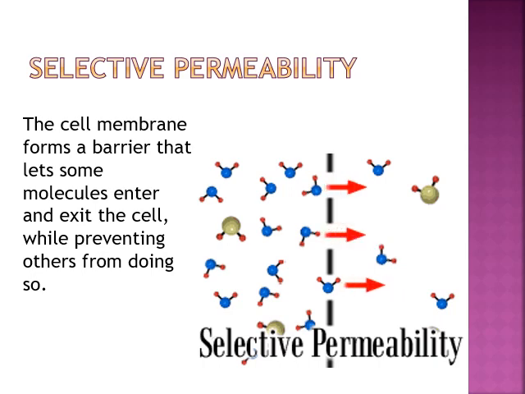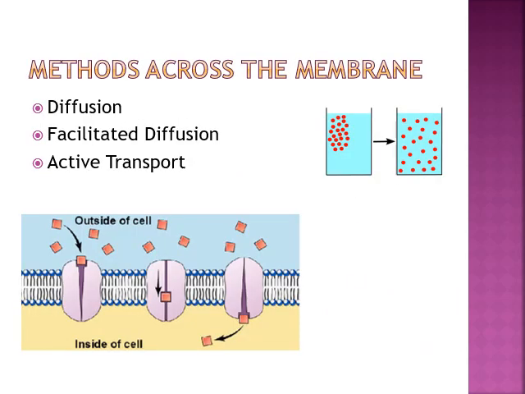So you want to allow some things in, but not others. Because if you allow too much in, you're going to get toxified. You're going to get a lot of bad material in. If you let too much out, you're going to end up releasing your nutrients. And you don't want to do that. So the cell membrane prevents nutrients and substances from getting out that you don't want out, and prevents them from getting in that you don't want in. There's a few ways across with diffusion, facilitated diffusion, and active transport.